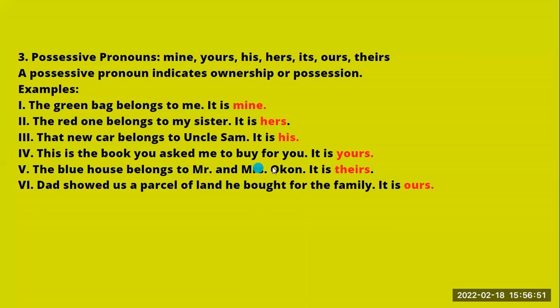This is the book you asked me to buy for you. It is yours. What belongs to you is yours. The blue house belongs to Mr. and Mrs. Ocon. It is theirs. What belongs to Mr. and Mrs. Ocon is theirs. Dad showed us a parcel of land he bought for the family. It is ours because it belongs to us. What belongs to us is ours.